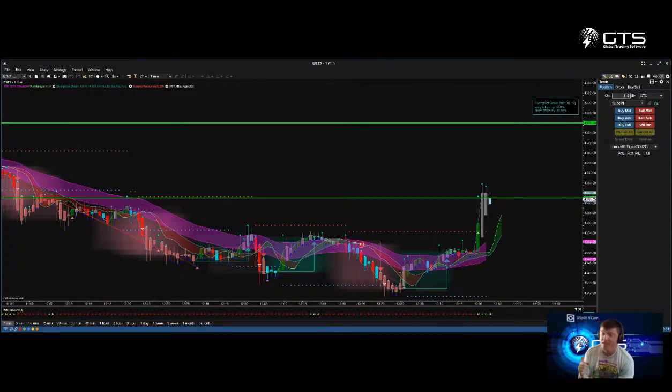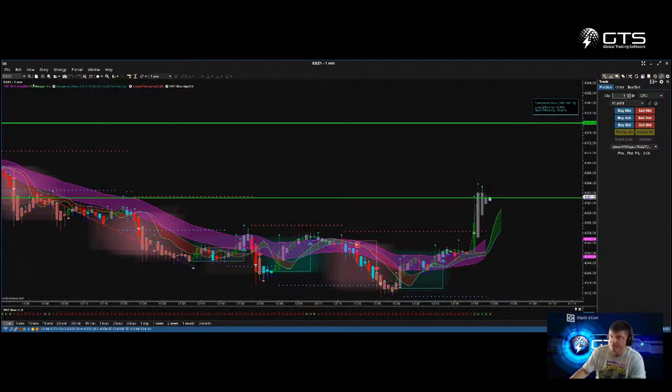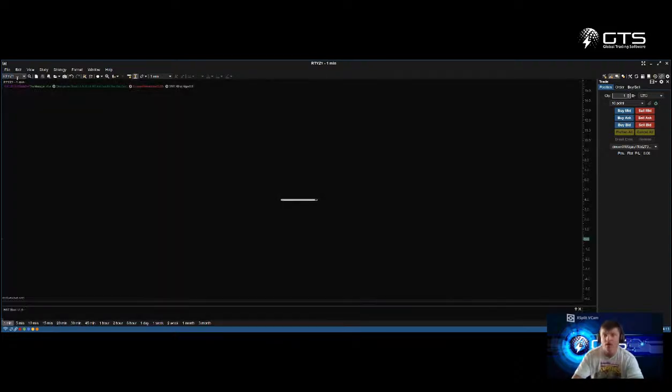But remember, you're shooting back up into the opening range zone. So just keep that in mind. And we're not going to pay attention to it until we do get a signal. RTY Z1, we'll ease over to the RTY.